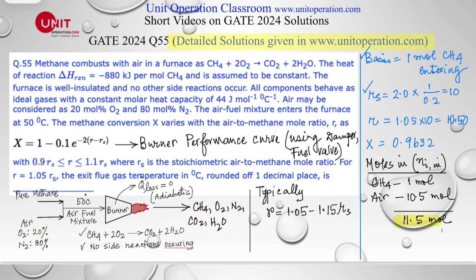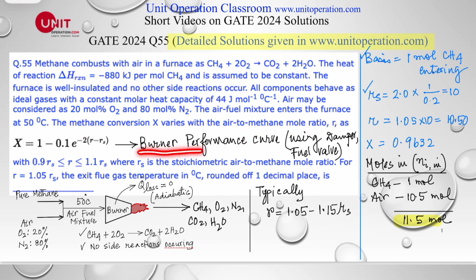It is saying that the molar specific heat of all these compounds, that is methane, oxygen, nitrogen, carbon dioxide, water, etc., are to be assumed constant and equal to this. Of course, this is an assumption. Air is considered as 20 mole percent oxygen, 80 mole percent nitrogen. The air fuel mixture enters the furnace at 50 degrees Celsius. The methane conversion X varies with the air to methane ratio.